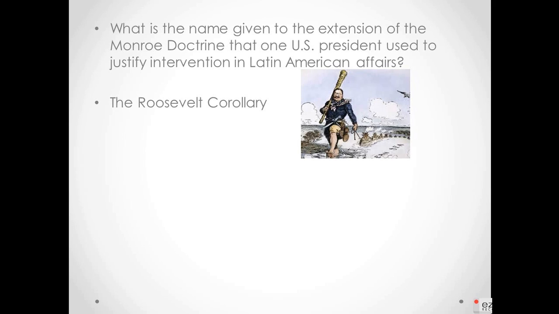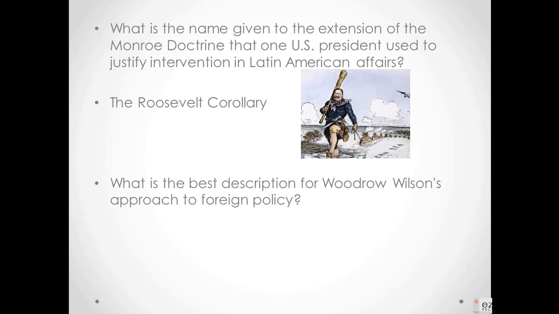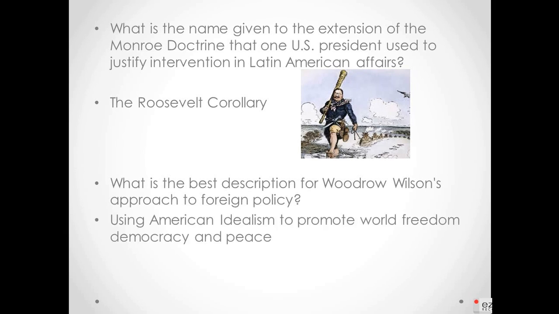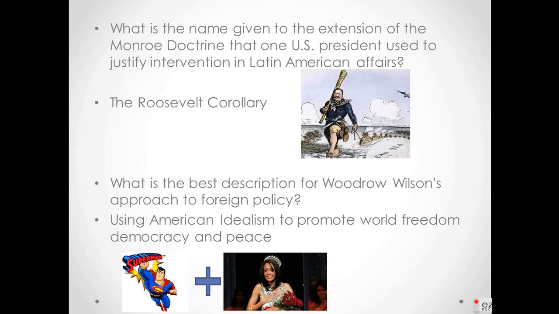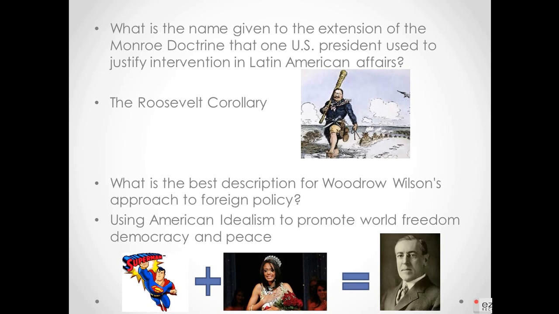Best description for Woodrow Wilson's approach to foreign policy. We talked about Roosevelt, let's talk about Wilson. Well, Wilson was a lover, not a fighter. He wanted to use American idealism to promote world freedom, democracy, and peace. So Wilson is a lot like, if you take the philosophy of Superman, truth, justice, and the American way, and you add a beauty queen, where she wants world peace, everything's all about world peace, that pretty much sums up Wilson's foreign policy. Basically he believed that the American way was the way to go, and it could help solve all the world's problems, world peace. So Superman plus beauty queen equals good buddy Woodrow Wilson.